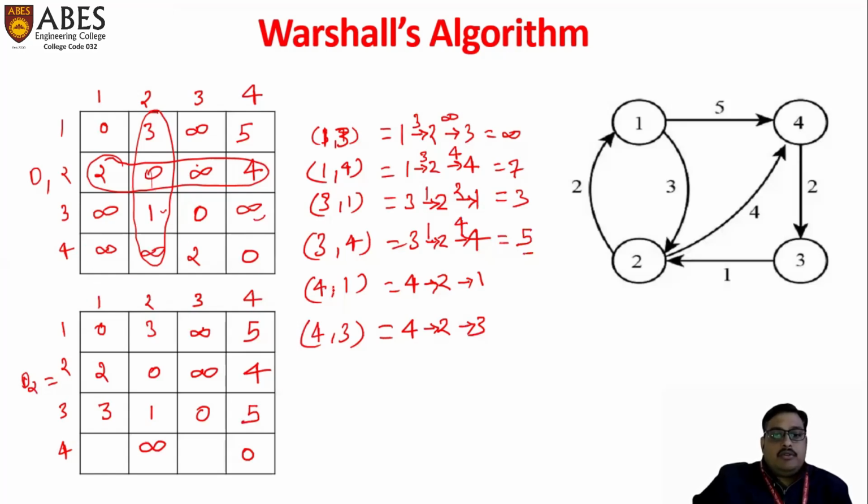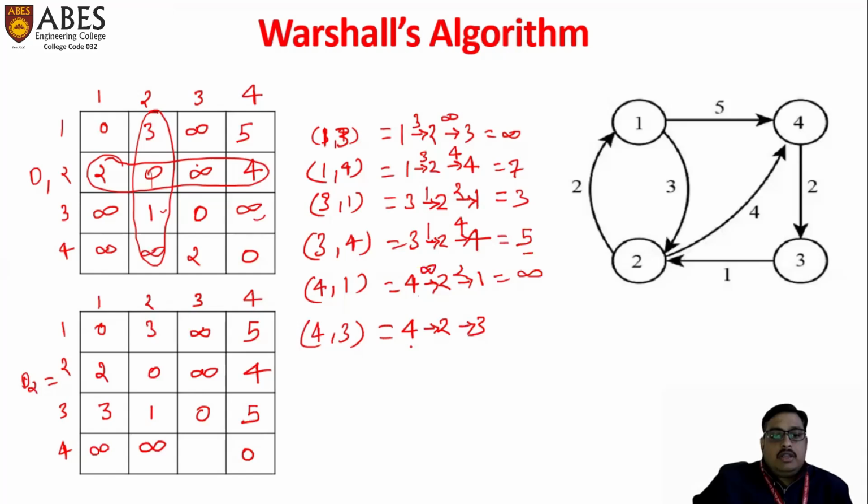Now come to 4, 1. For 4, 1, we need to calculate 4 to 2, which is infinity, and 2 to 1 is 2. So 2 plus infinity is infinity. 4, 1 is already infinity, so we'll keep it.